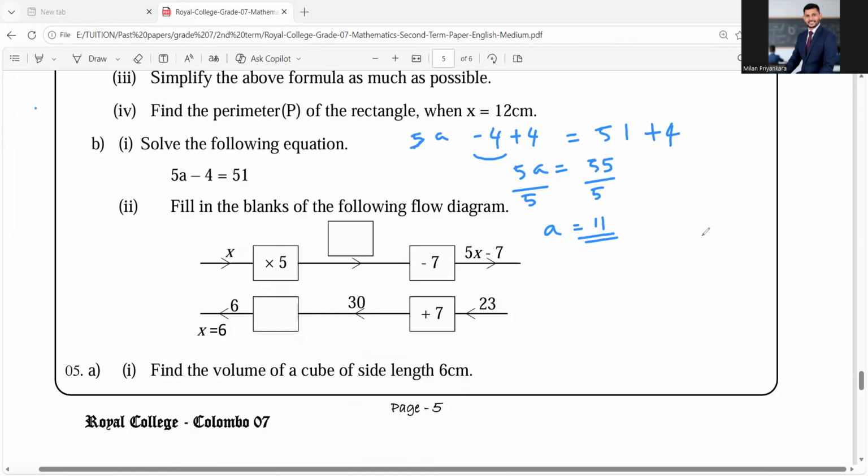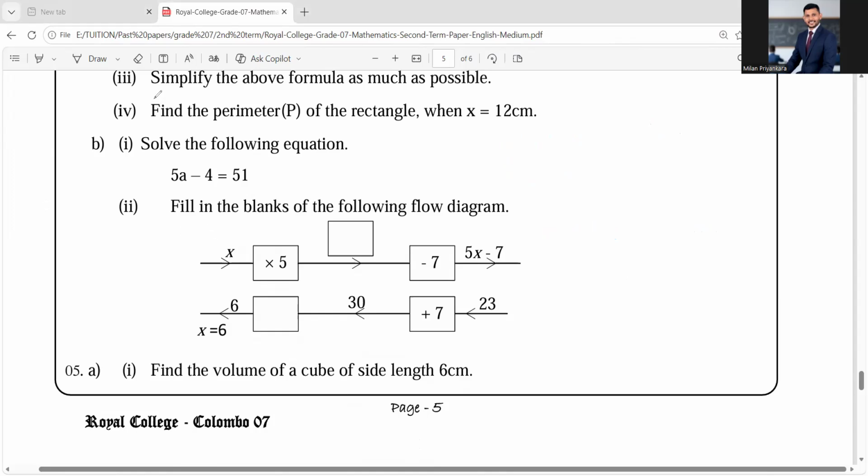All right. Fill in the blanks of the following flow diagram. In the flow diagram, you know that if you have an equation, we do something, right? Here you have x, you multiply by 5, then you get 5x, okay? And you take minus 7, it becomes 5x minus 7. Then you start with 23, and then you have to do the opposite of this one. It is minus 7, so you have to write plus 7. And then 23 plus 7 is 30.